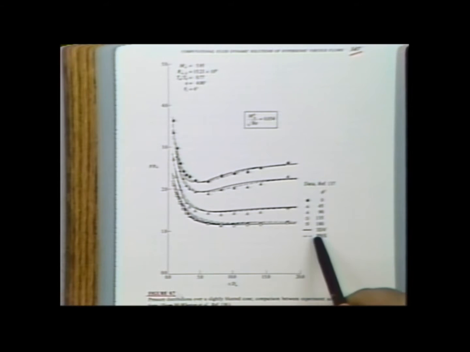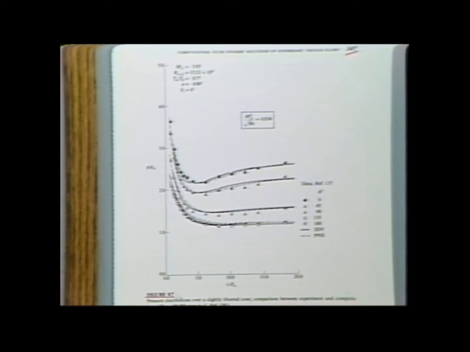Now, the dashed curve is a solution of the parabolized Navier-Stokes equations. This is a far cry from a boundary layer solution. This allows for pressure gradients in the normal direction. This is carrying a lot more viscous terms than the boundary layer equations. The parabolized Navier-Stokes equations are a much more accurate representation of the viscous flow.